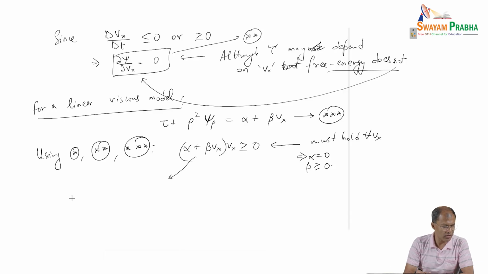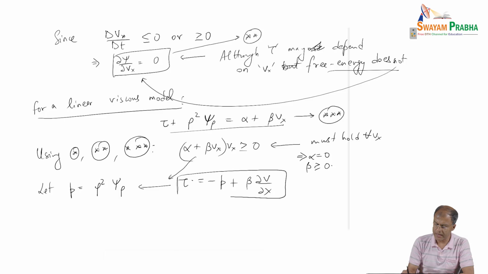Now I am going to introduce a new variable P, which is the pressure. Let my pressure P be rho square psi rho, where psi rho implies partial psi partial rho. So from here and relation triple star, I see that tau is equal to minus P plus beta times partial V partial X. So I get my stress-strain relation in the form of an extra variable, which is the pressure.